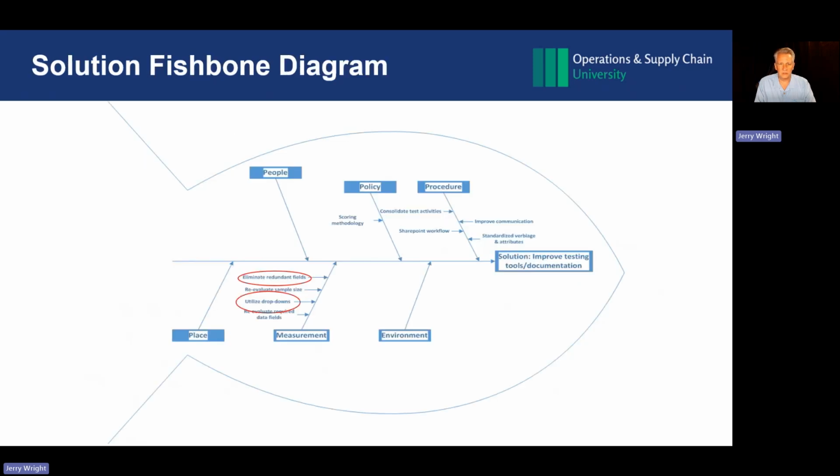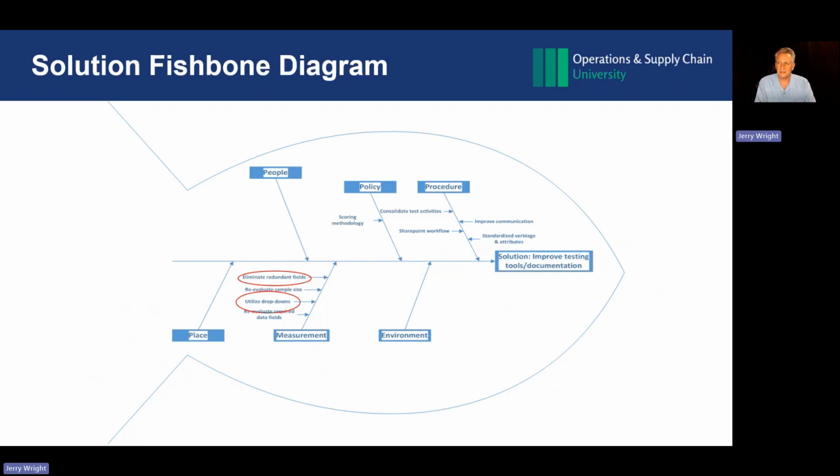Now, here's a solution fishbone diagram. Same process, improved testing tools and documentation. And you can see not quite as many solutions, but they opted for 2 main ones: eliminate redundant fields in testing and utilize drop-down menus. So again, for them, those were the key things that they wanted to implement.